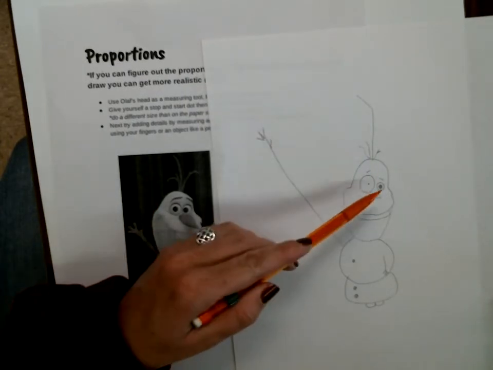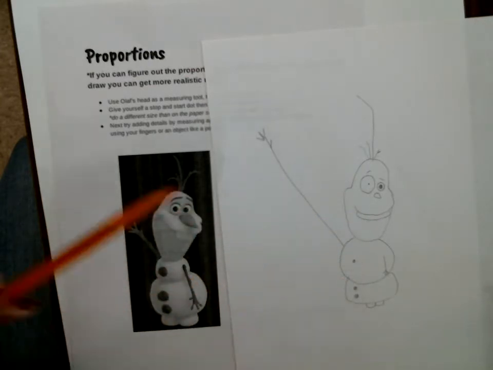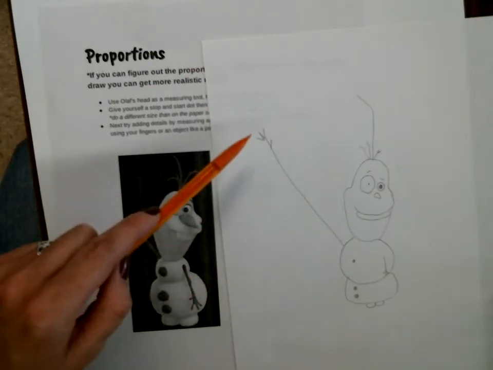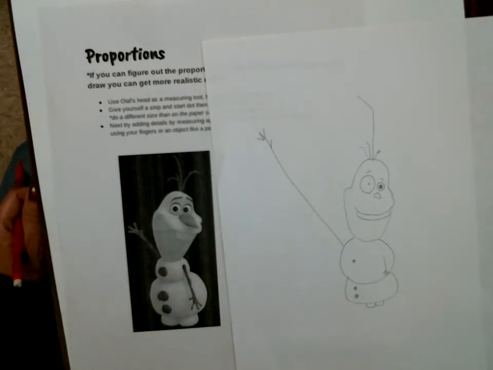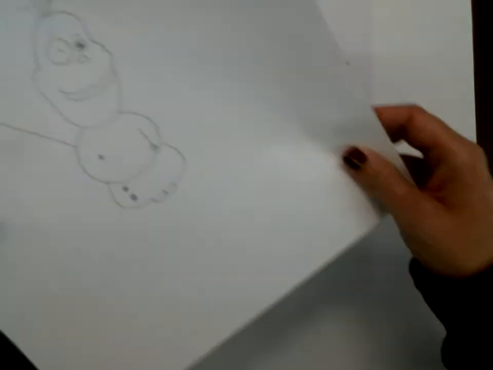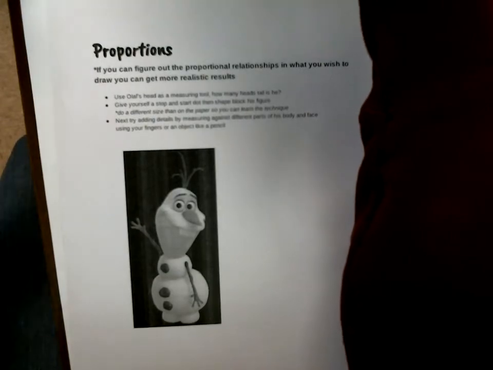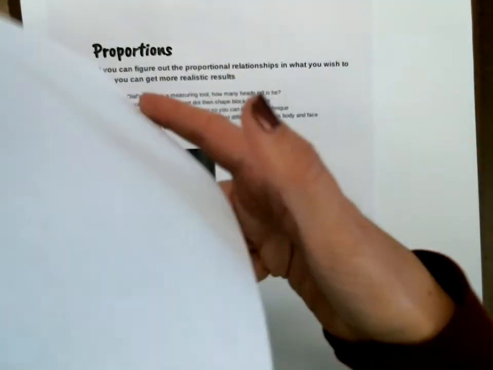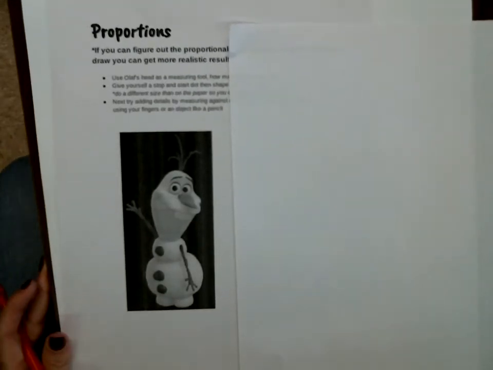Look at the different size of the eyes. The teeth are too wide. The top snowball is way too big. The arm's way too long. All of these things are throwing him off so that he doesn't look realistic. He doesn't look like the real thing. So what we're going to be doing today is practicing figuring out proportions so that you guys can use it when you have something more challenging to draw.